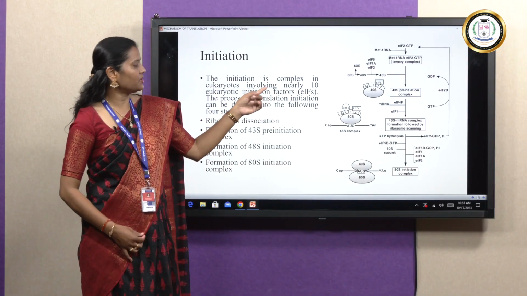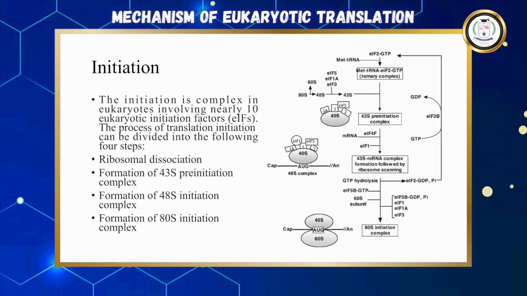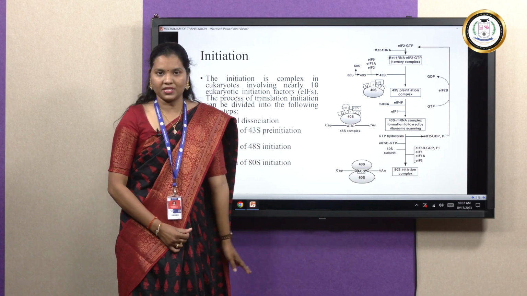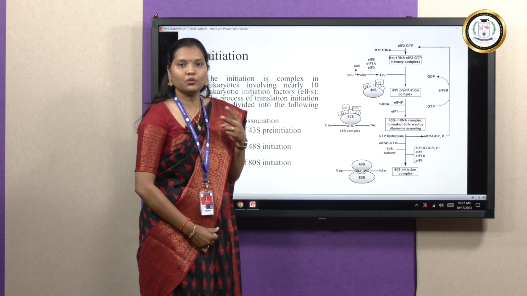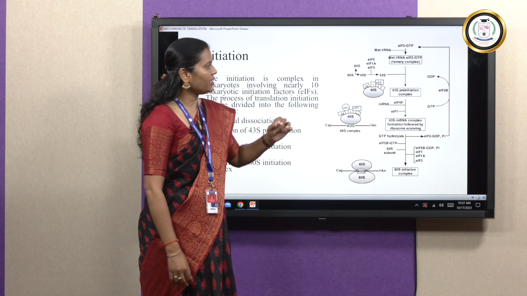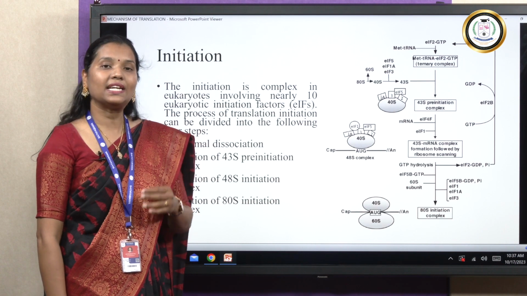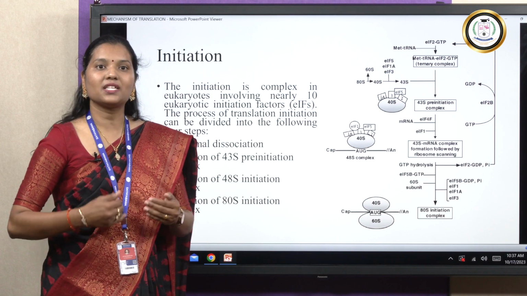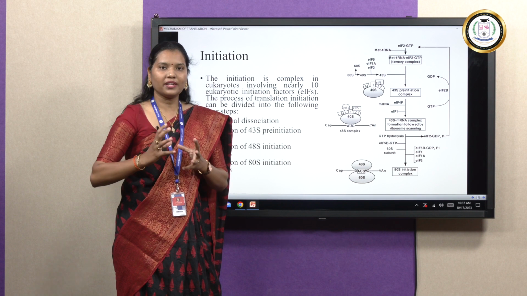First we'll look into ribosomal dissociation, where the 80S ribosome will get dissociated into its 2 subunits, the 60S and 40S. As you can see here, this is a diagrammatic representation of the process of initiation, where the 80S ribosome will split into 2 subunits, 60S and 40S. To the smaller subunit 40S, initiation factors like eIF3, eIF1A and eIF5 get bound. This complex will form a structure called the 43S ribosome.